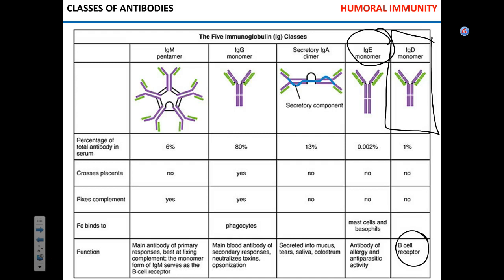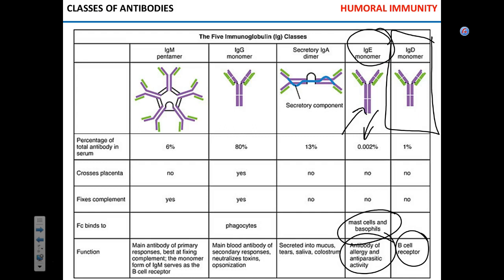IgE is another monomeric antibody found in very low quantities. Does not cross placenta or activate complement. Thank God. Its Fc fragment binds to mast cells and basophils. And when it activates them, that leads to allergic response. IgE is the main antibody of the allergy.